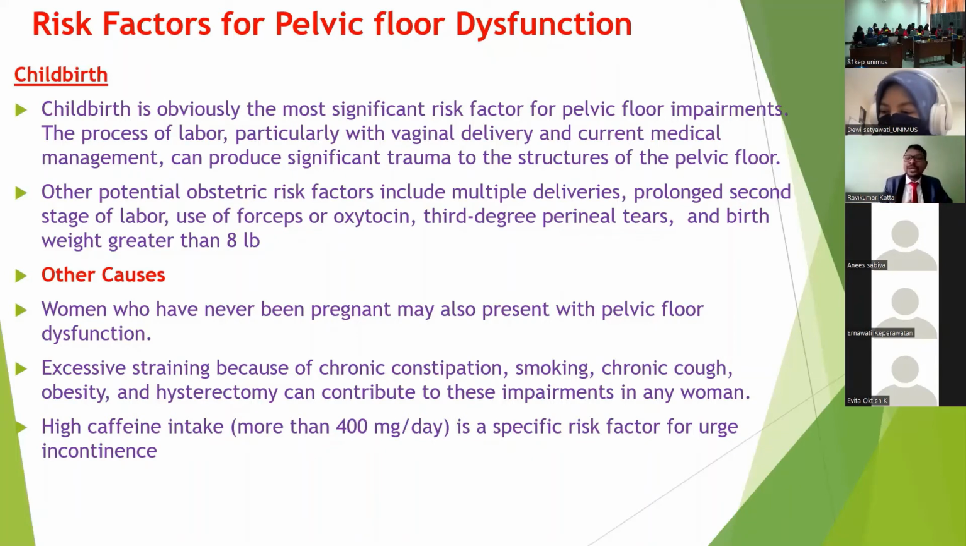It may lead to tears of the perineal muscles, so it leads to muscle weakness. Other causes are multiple pregnancies. Some women may get twins, triplets, and quadruplets.